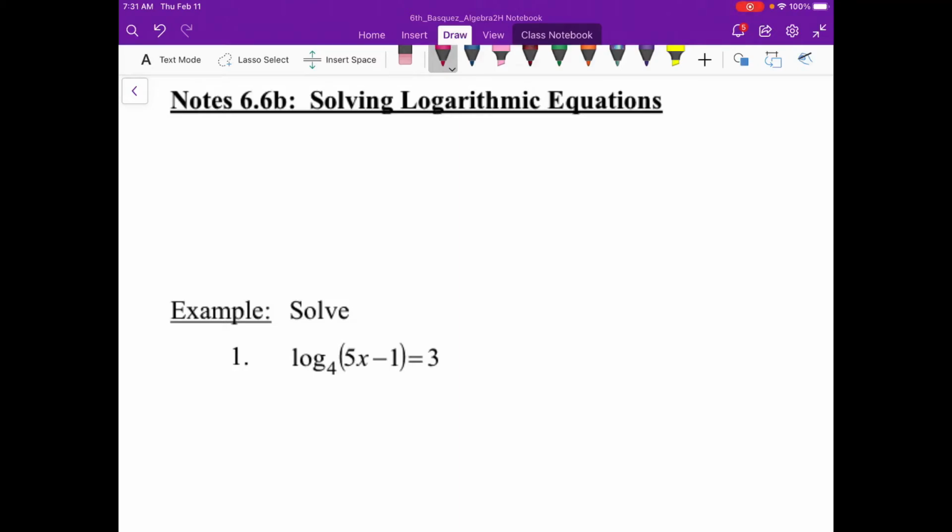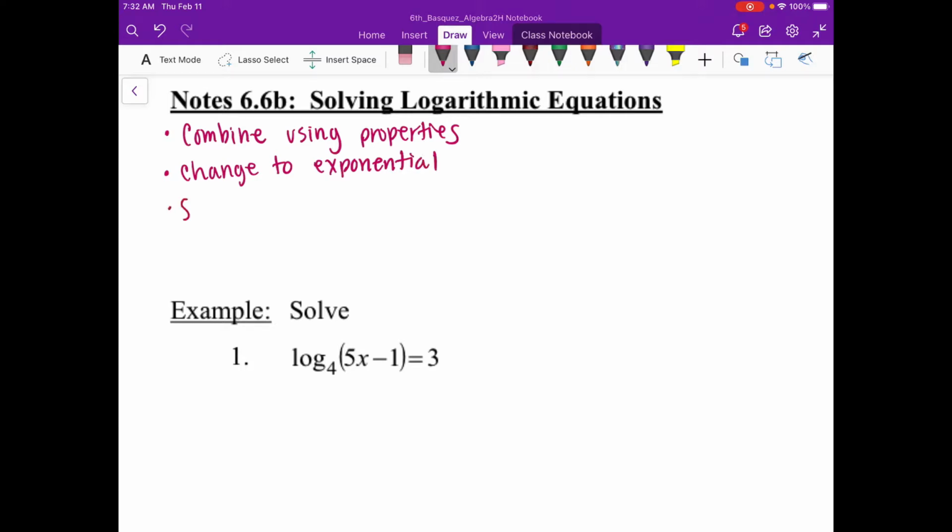All right, now we're going to start solving logarithmic equations. There are a few guidelines we want to follow when solving these equations. First, we're going to try to combine the log terms using properties as needed. Then we're going to change to exponential, since we already know how to solve exponentials, and then we can solve from there.